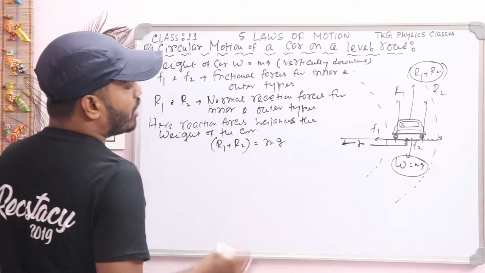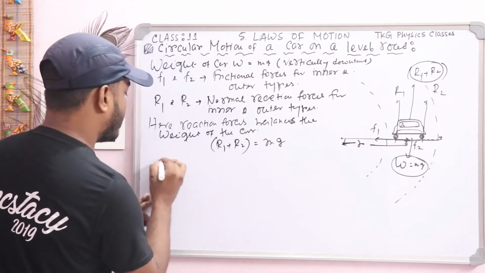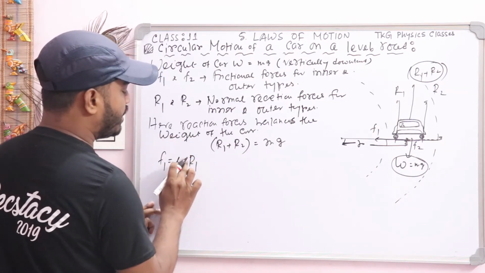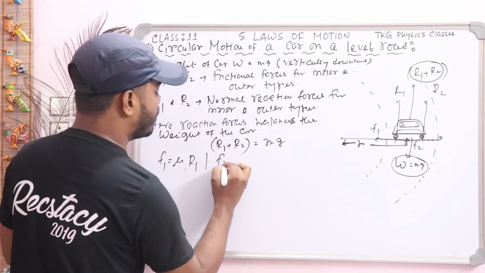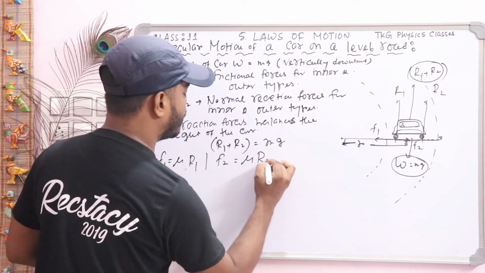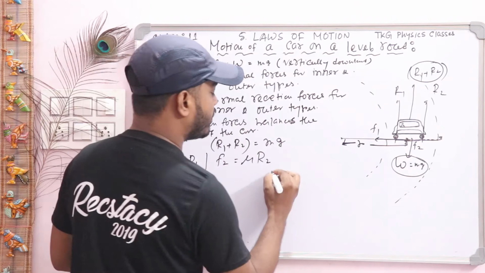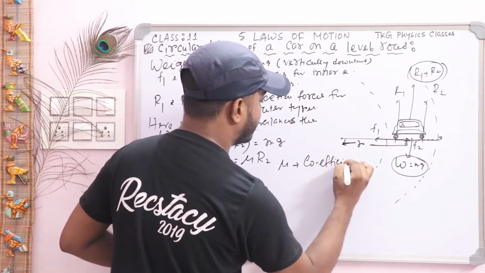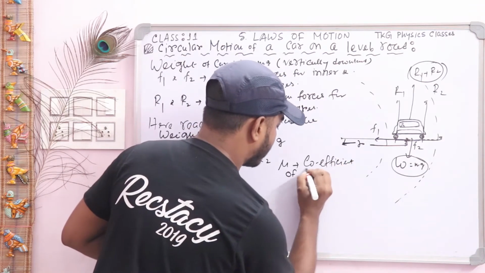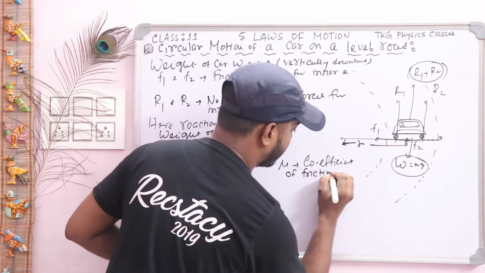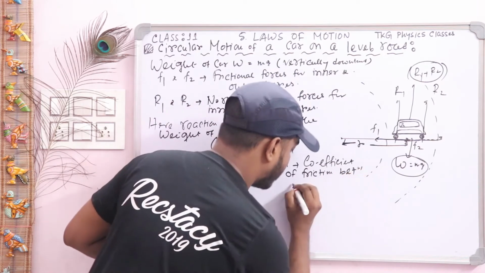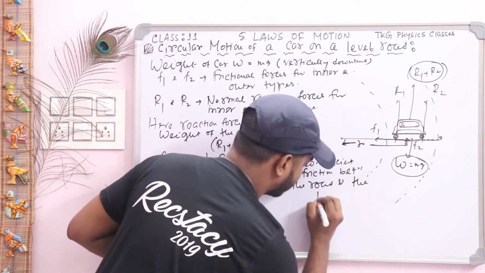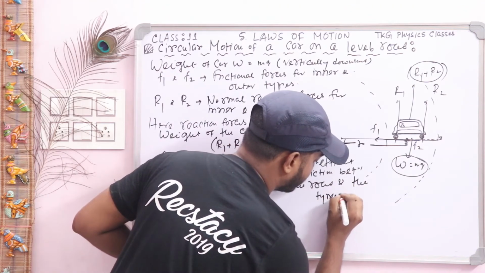Now you know the formula of frictional force. You can write F1 equal to mu into R1. Similarly for F2 you can write mu into R2. What is mu? Mu is the coefficient of friction between the road and the tires of the car.